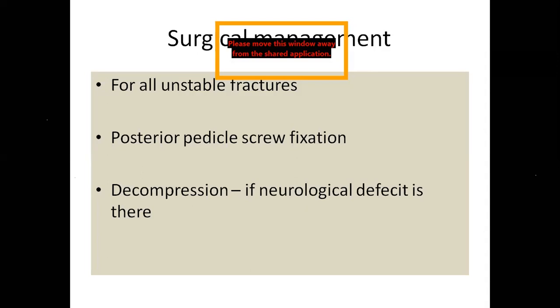If the patient is having neurological deficit with compression, we can do what? Decompression of the neural structures. Okay? If the patient is having normal neurology and the cord compression is not there, only it's an unstable fracture, then we can just put pedicle screws and come out without decompression. Decompression is needed only when there is neurological deficit, the patient is having weakness, or the patient is having very significant cord compression. If cord compression is not there and neurology is normal, there is no need for decompression. Just stabilize and come out.